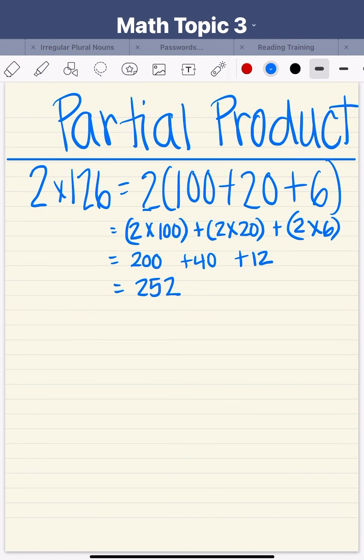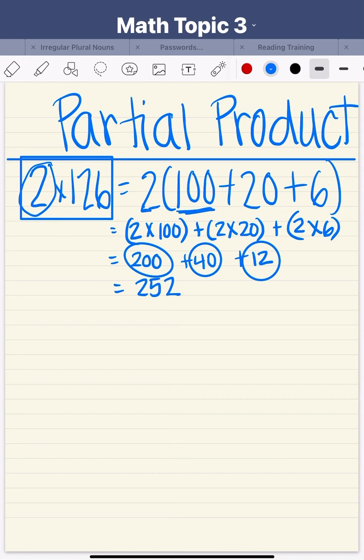You're also going to be looking at partial products. Okay, I'm going to show you what I'm talking about here. So, partial products would be 240 and 12. Now, let me show you how I got those. All right, so if we have 2 times 126, that's our problem that we have to find. I can break it apart, and I can multiply this 2 by 100, and my 100 comes from right here in the hundreds place, plus 20. 20 comes from the 2 in the tens place, plus 6. 6 is in the ones place.